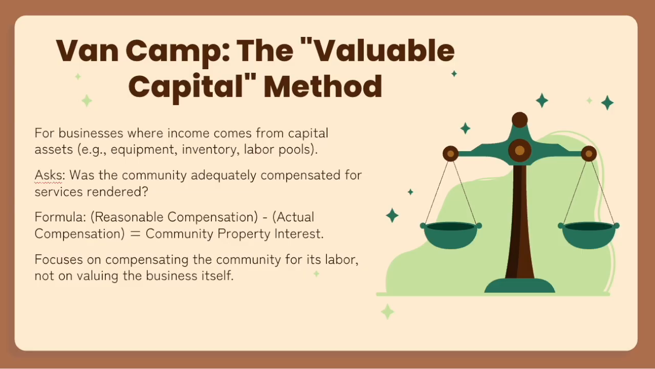The formula is extremely simple. Reasonable compensation minus actual compensation equals the community property interest, if focused on compensating labor, not the business's total value. So the article provided a clear example. If a spouse's reasonable compensation is $75,000 a year, but they only take home $30,000 in salary, the community is underpaid by $45,000 each year. Over a 5-year period, the community property interest in the business's retained earnings would be $225,000.